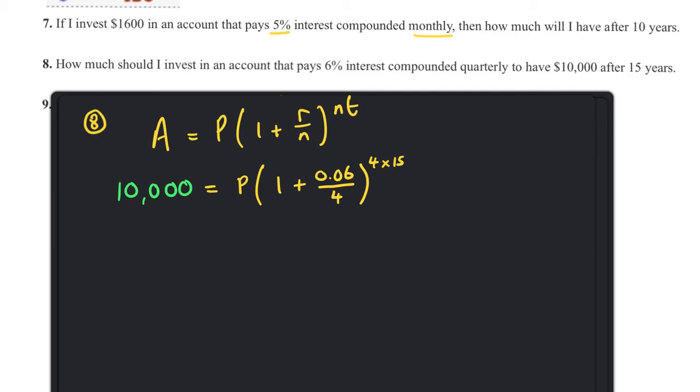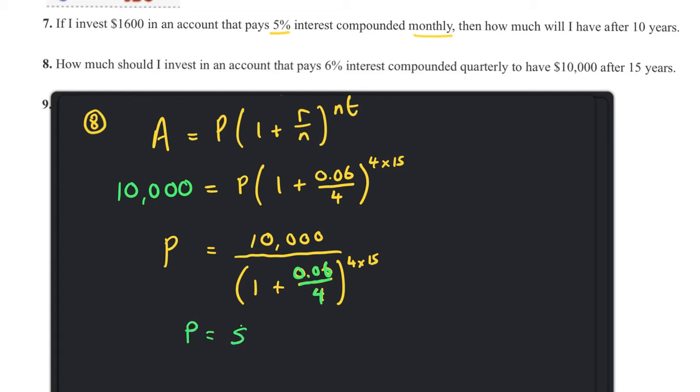It's slightly different. Basically P equals 10,000 divided by this. If you're on your calculator, we want to start in the middle here. So start with this bit first, 0.06 divided by 4, unless you've got a calculator that does it all in one. Start there and go from that. And the answer we get is that P equals $4,092.